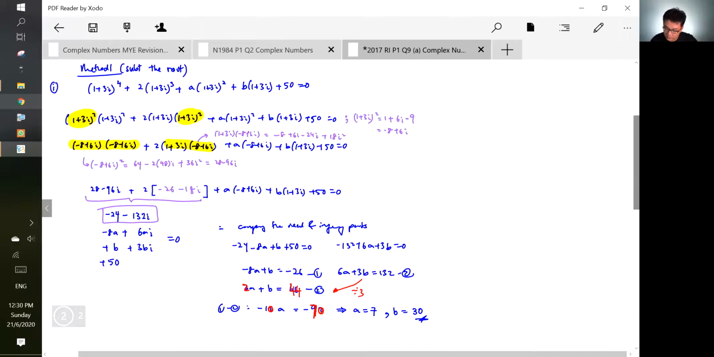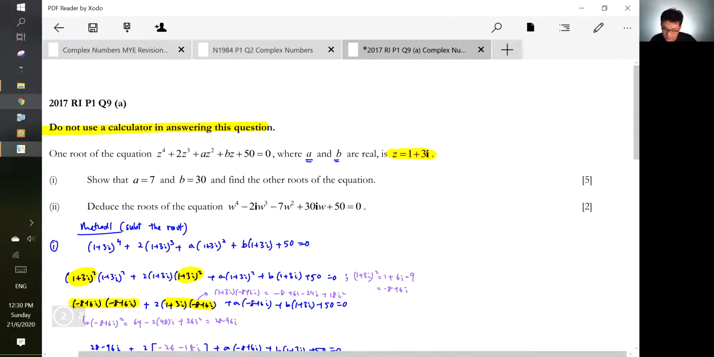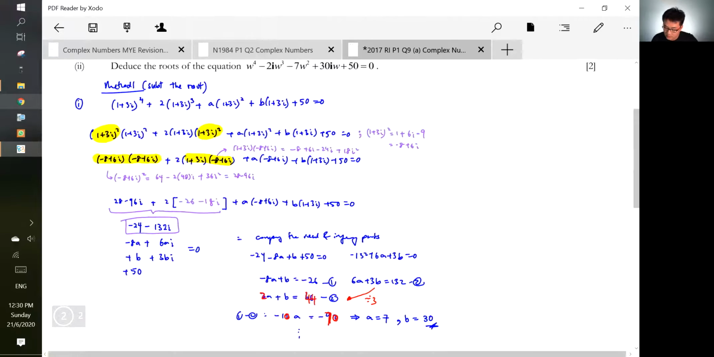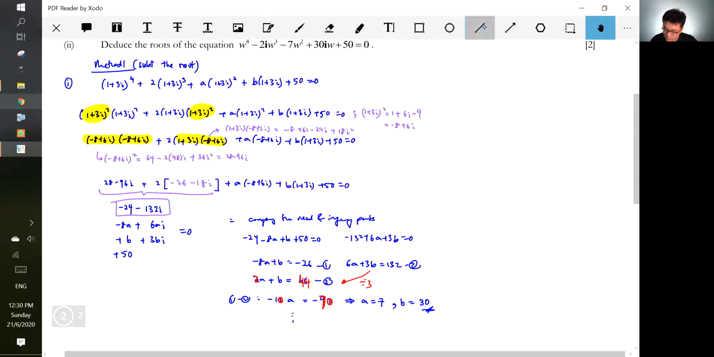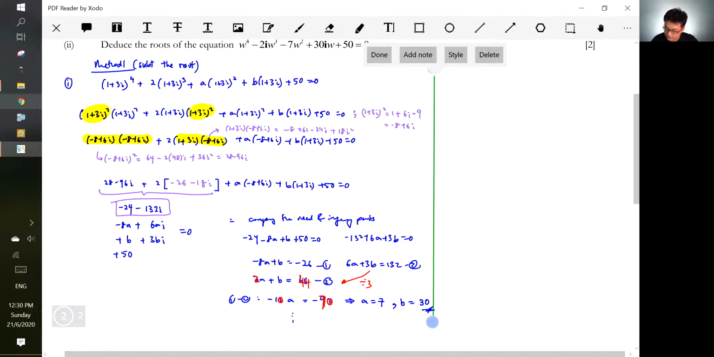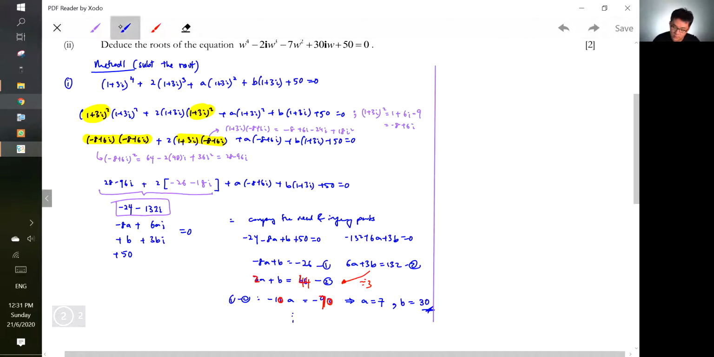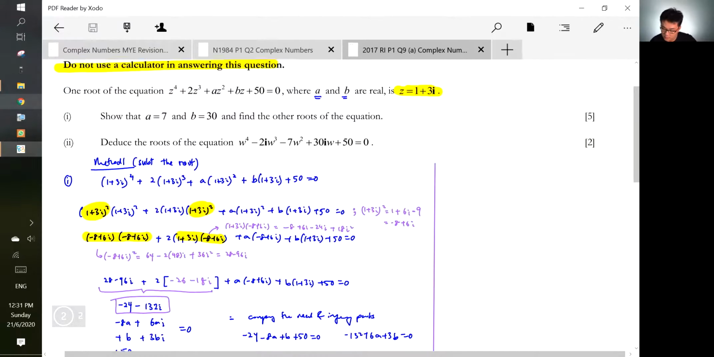Okay, so what I would prefer is, so this one you just continue. So you solve for A and B already, then you just solve for the other roots of the equation by doing long division. So what I like to do is, I actually like to just use this method here because you can straight away solve for the root as well. Okay, so this is what I'll do.